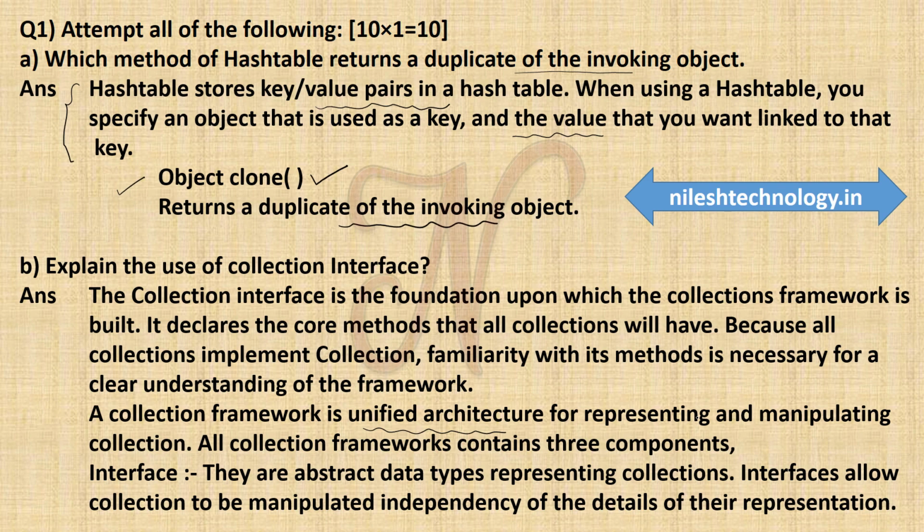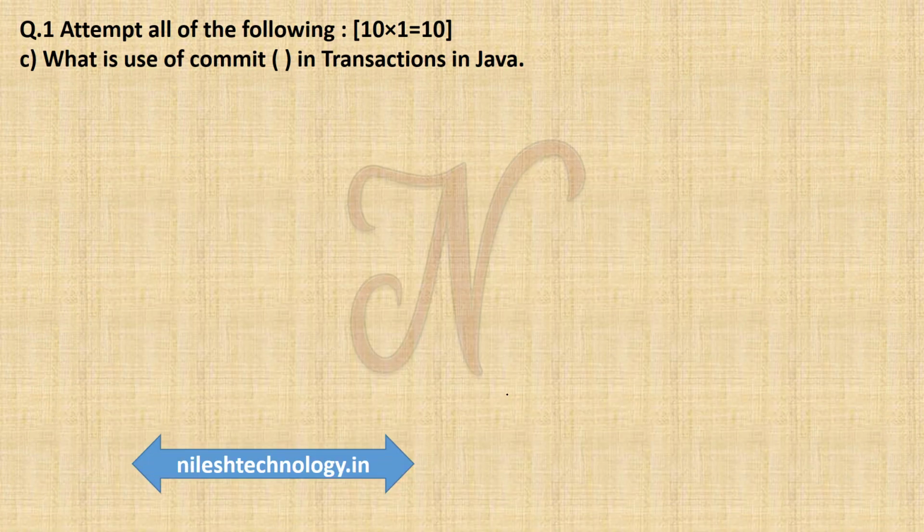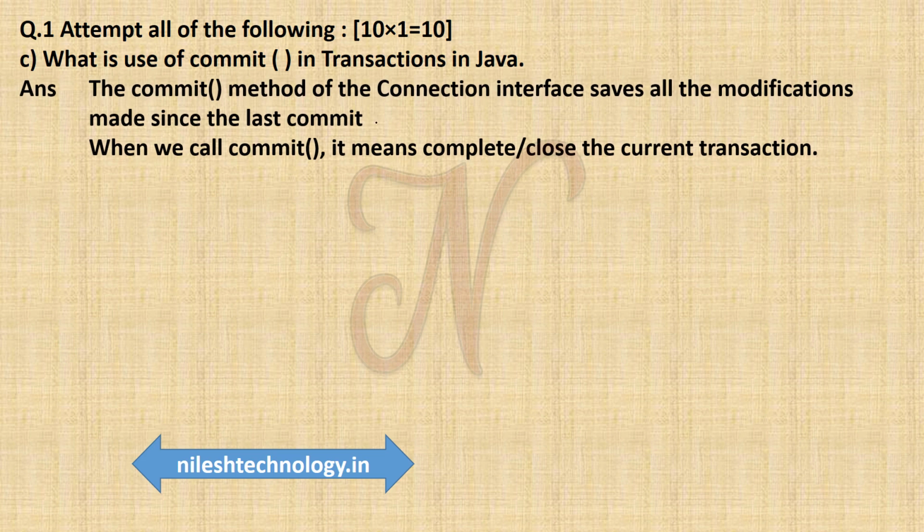Okay. So the next question is: what is the use of commit in a transaction in Java? Students, you know that commit is used in RDBMS. The same use applies here in Java. This method of a connection interface saves all the modifications made since the last commit. When you call commit, it means completing or closing the current transaction.